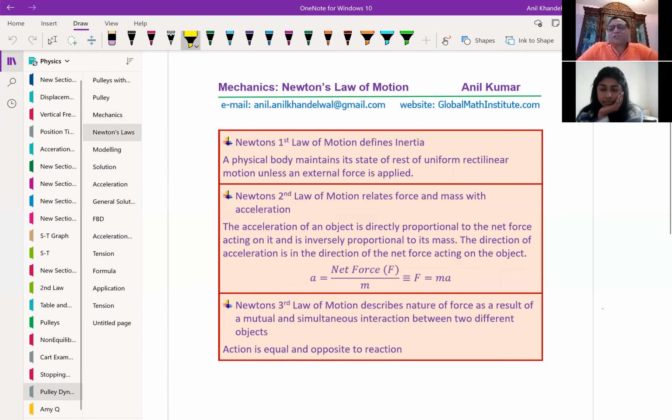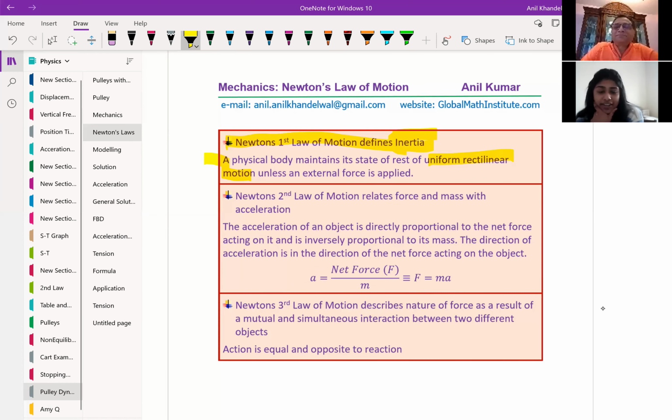Now, here are Newton's laws, and how do they relate to the physics of all this? Can you please read all this? Newton's first law of motion defines inertia. This is a very important statement: the first law defines inertia. And what is inertia? Read it. A physical body maintains its state at rest or of uniform rectilinear motion. Rectilinear means straight line motion.